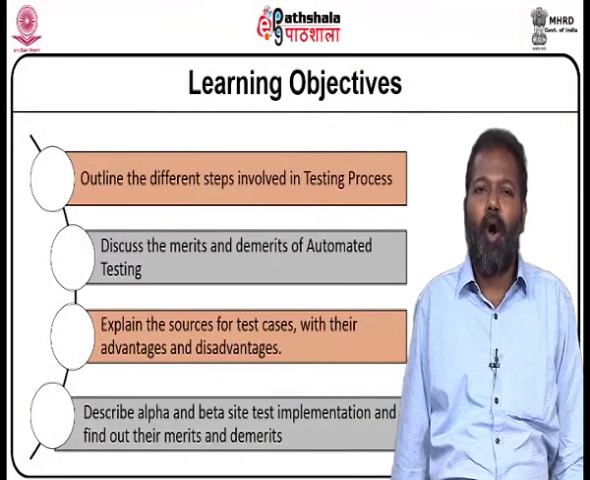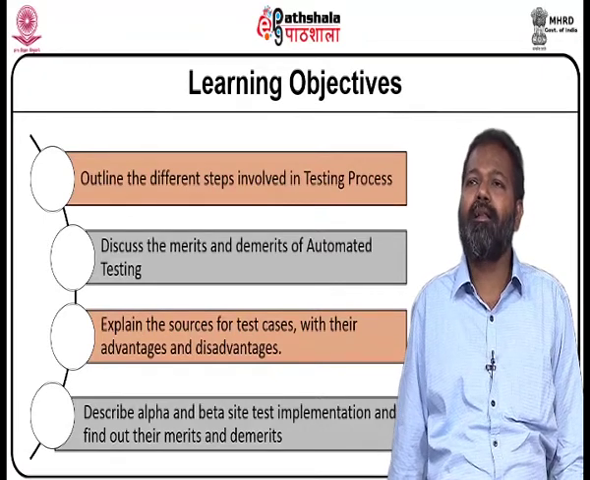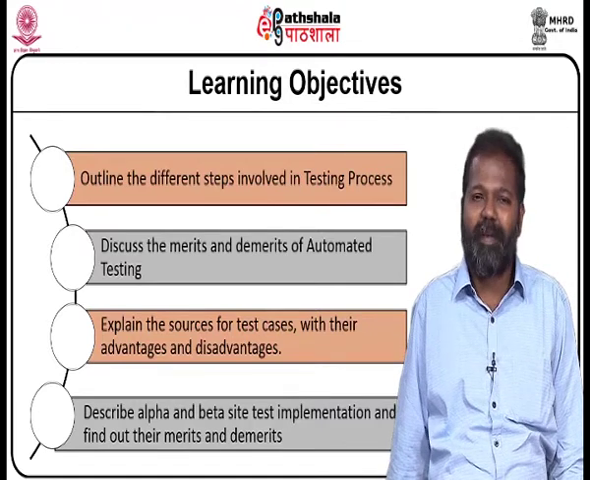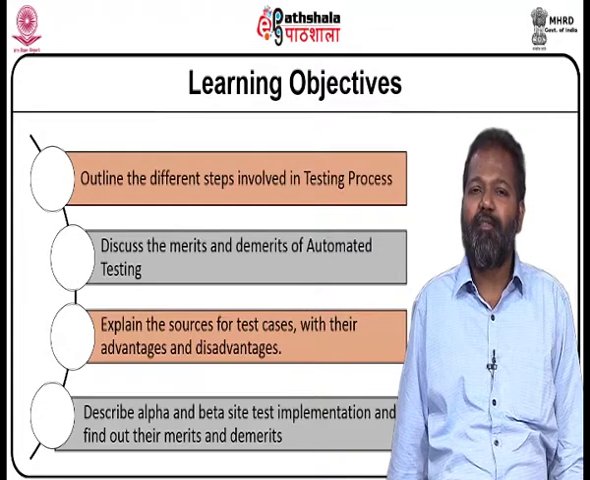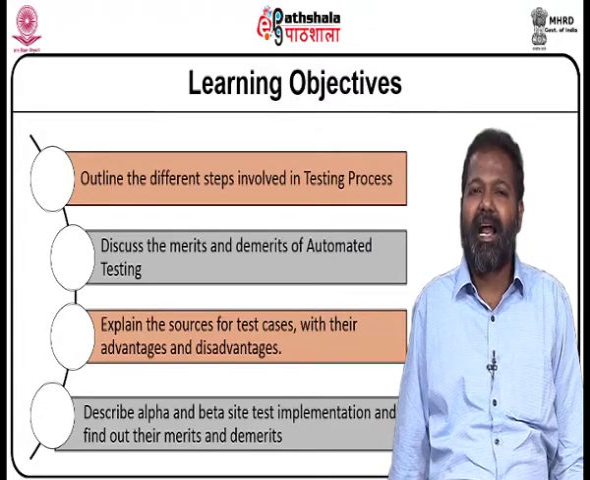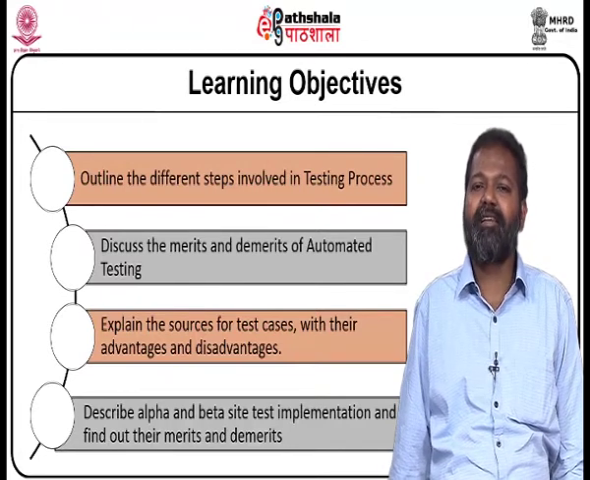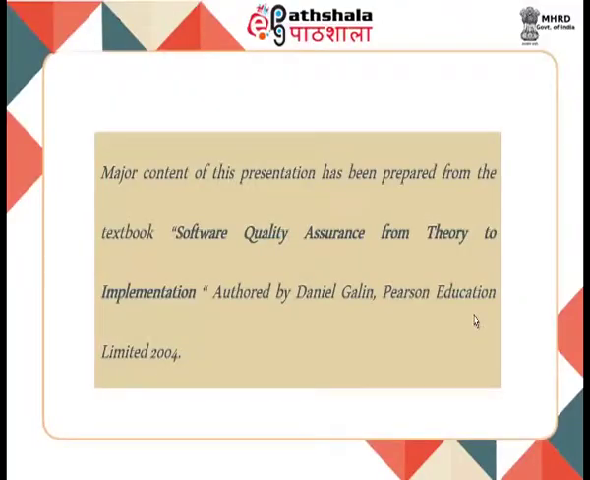Learning objectives: outline the different steps involved in the testing process, discuss the merits and demerits of automated testing, explain the sources for test cases with their advantages and disadvantages, describe alpha and beta site test implementation, and find out their merits and demerits. Major content of this presentation has been prepared from the textbook Software Quality Assurance: From Theory to Implementation, authored by Daniel Galin, Pearson Education Limited, 2004.